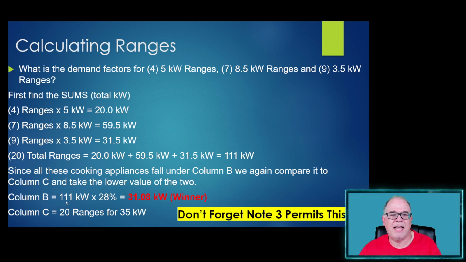All right, so we take that 111 kW, multiply that by 28%, or 0.28 if you like to do it in decimals. Start from the 8 on the right, move 2 decimal spots to the left, and put that dot there. And that's 0.28, however. That equals 31.08 kW. Well, it was 35 for 20 under column C, but in this case, guess what? 31.08 kW is the winner every day of the week, and that's our load contribution for these ranges.